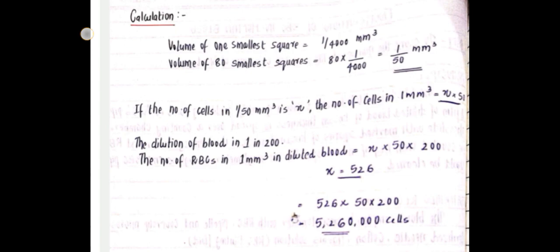Volume of one smallest square is 1 by 4000 mm cube. Volume of 80 smallest squares, 80 into 1 by 4000, is equal to 1 by 50 mm cube. If the number of cells in 1 by 50 mm cube is x, the number of cells in 1 mm cube is equal to x into 50. So the dilution of blood is 1 in 200. The number of RBCs in 1 mm cube in diluted blood is equal to x into 50 into 200.